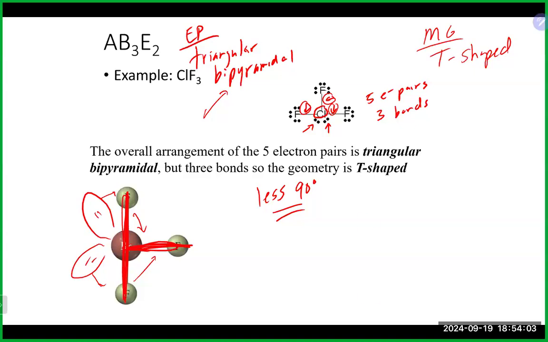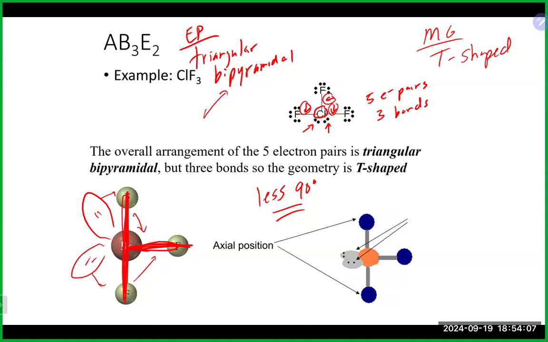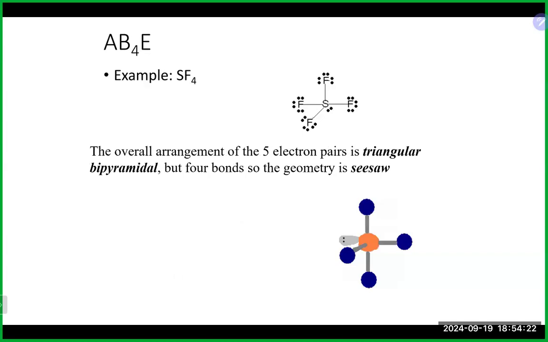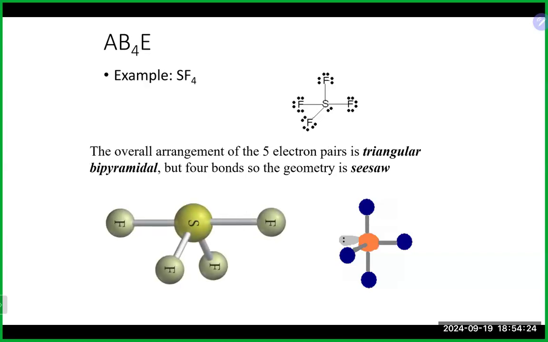Continuing on here, we're not going to worry about axial positions. These are axial positions which are on the axis, and like the equator going right through the middle are equatorial positions. We're not going to worry too much about that. We'll take a look at this one here, which has electron pairs on the central atom: 1, 2, 3, 4, and 5 electron pairs.